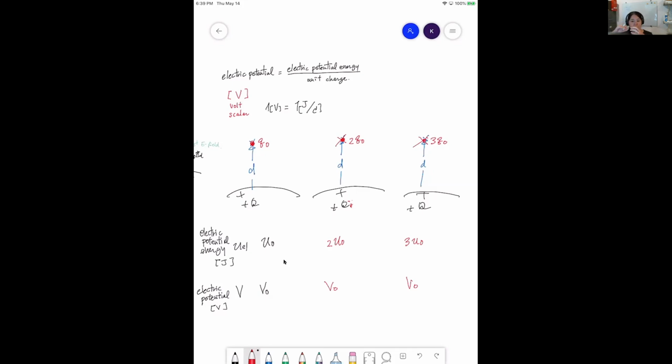But we can say that closer to the big Q, you're going to have a bigger voltage, because if you were to bring something, you're going to have bigger potential energy.